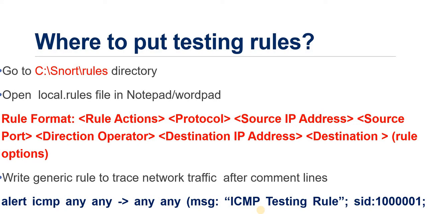The SID is the ID number of the rule, and then you have to mention the rev, that is the revision, whether it is the first version, second version, likewise. So this is the way of writing the rule to trace the network traffic through Snort. Okay, so I will show you how to write a sample rule in a local.rules file.